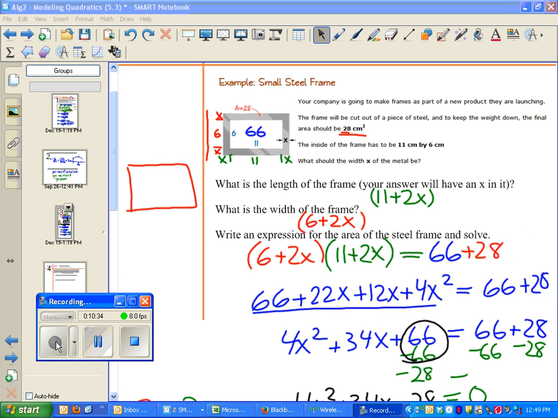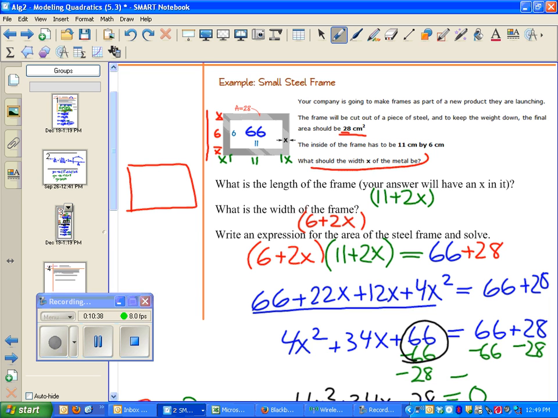So when I go all the way back to my problem, what should the width x of the metal be? And that should be 0.75 centimeters.